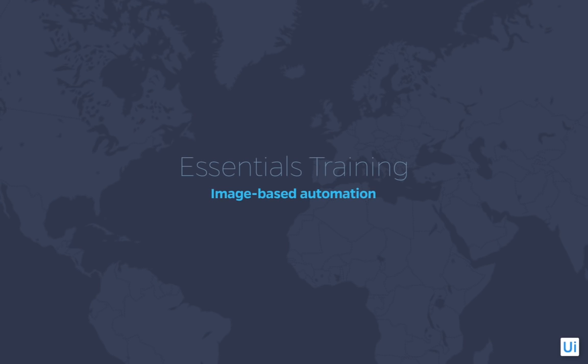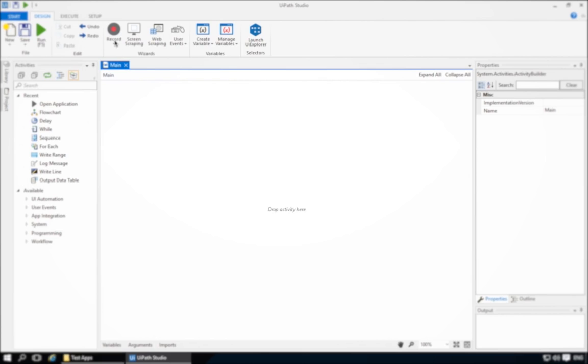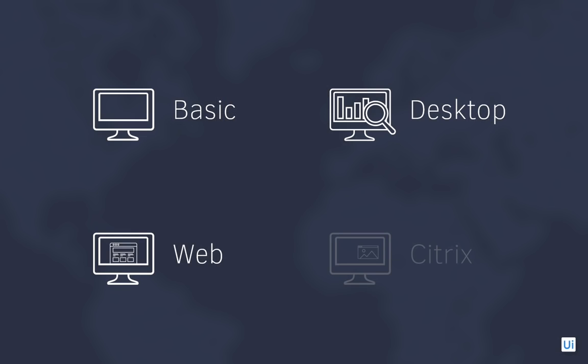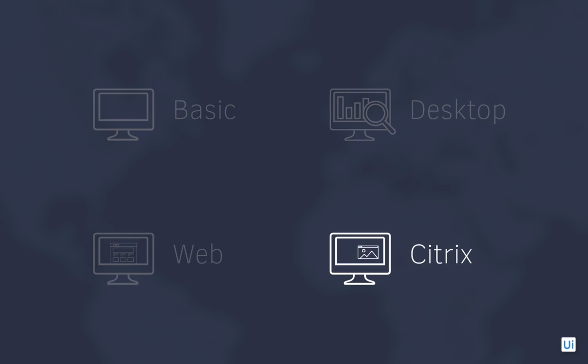Hello and welcome to UiPath Essential Training, Image-Based Automation. In a previous training, you learned about recording desktop applications and how to manually add actions to the recorded workflow. You saw examples for 3 out of the 4 available types of recording: basic, desktop, and web. Now today you'll get to know the 4th one, Citrix.